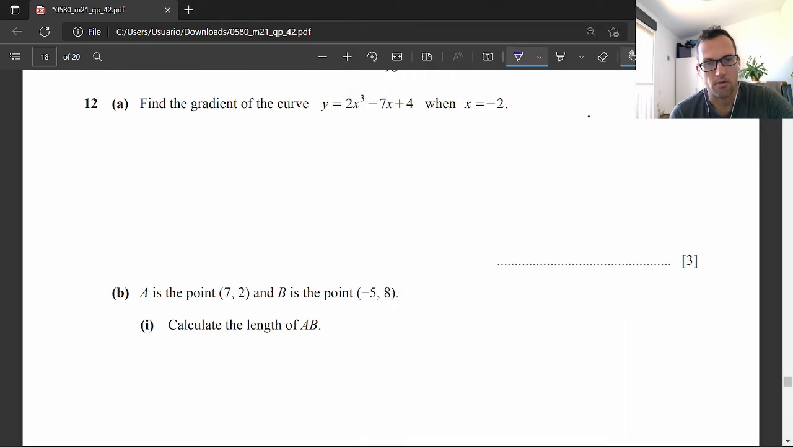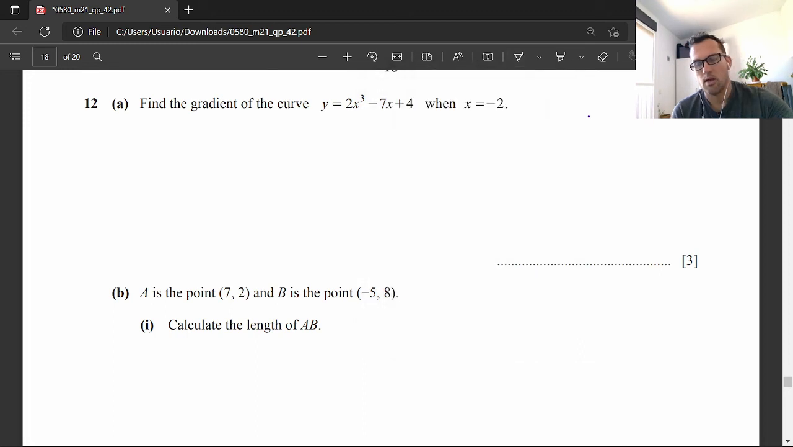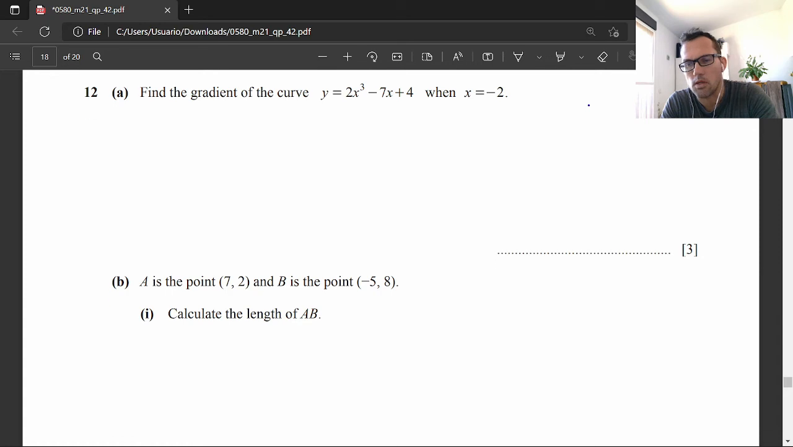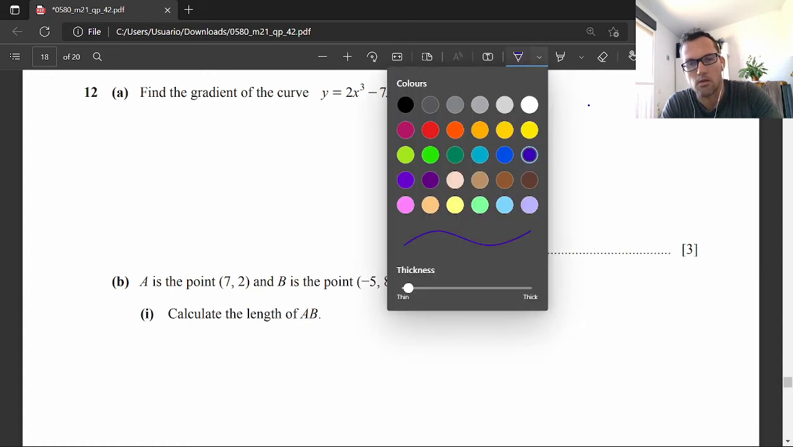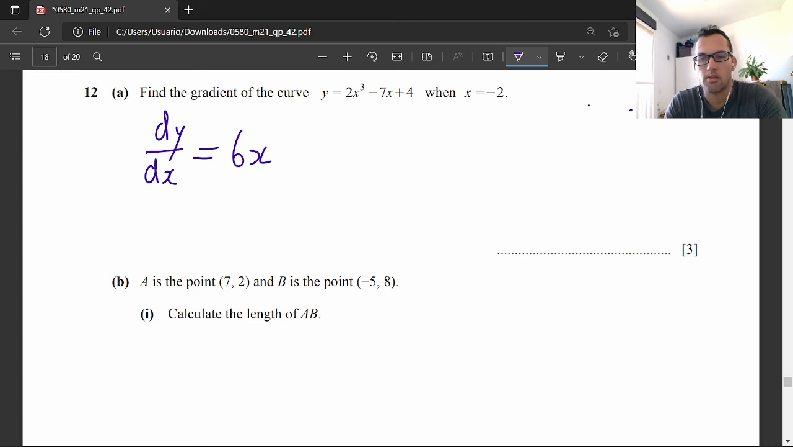Now, we don't have a graph to help us. We need to do this some other way, and the way to do that is through differentiation. So what will that be? Can you write for me, please? Thank you. All right, differentiation looks as follows. We need to multiply the power, the 3, with the 2. So 3 times 2 is 6x, and subtract 1 from that 3.